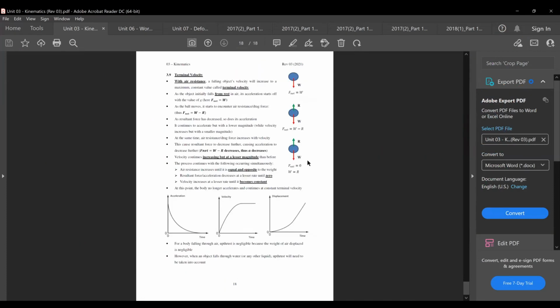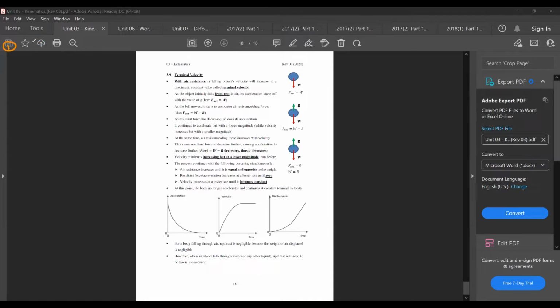Another major part of motion is considering motion with air resistance, specifically an object that falls with air resistance. Let's just consider a very simple case. If I consider a case where you have no air resistance, okay, this one is a case where I consider there's no air resistance.